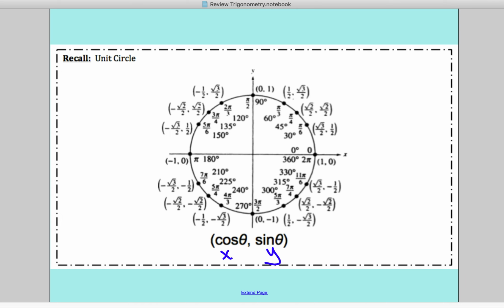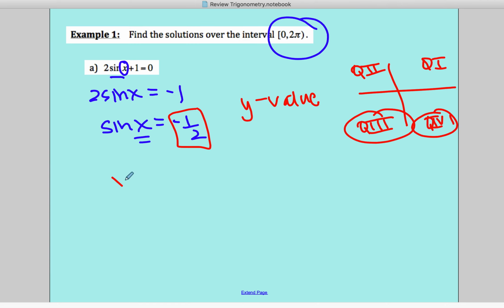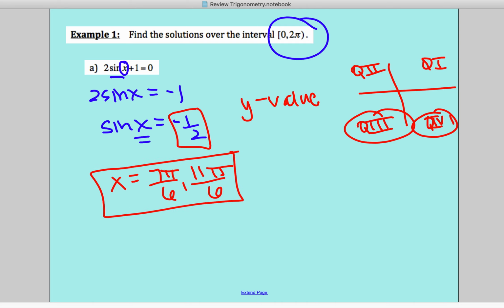So what we do is go to our unit circle, and we look for a y value of -1/2. There's one, and then you should be able to just go across, and there is the other one. So my answer, what angle gives me this answer? 7 pi over 6 and 11 pi over 6. There is example 1A.